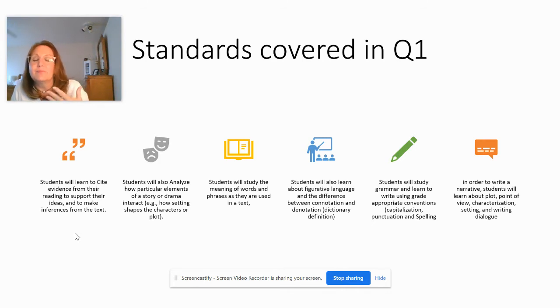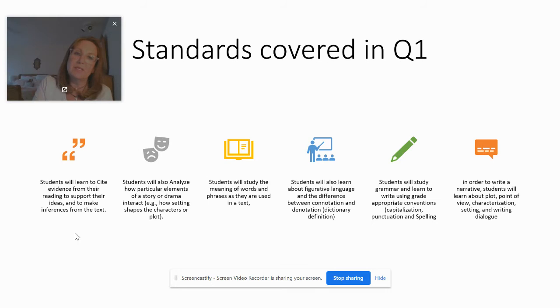Students will also analyze how particular elements of a story or drama interact, such as how the setting affects the characters or the plot. Students will study the meaning of words and phrases as they're used in a text, and will also learn all about figurative language and the difference between connotation and denotation, which is the dictionary definition of a word. Students will also study grammar and learn to write using grade-appropriate conventions such as capitalization, punctuation, and spelling. And in order to write a narrative, students will learn about plot, point of view, characterization, setting, and writing dialogue. It's a bunch of fun stuff that we get to do.